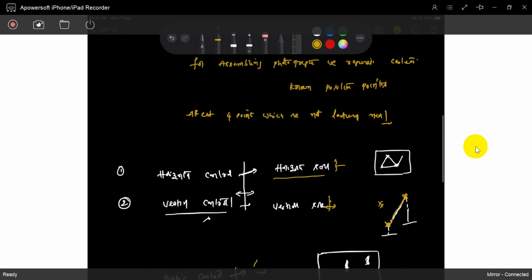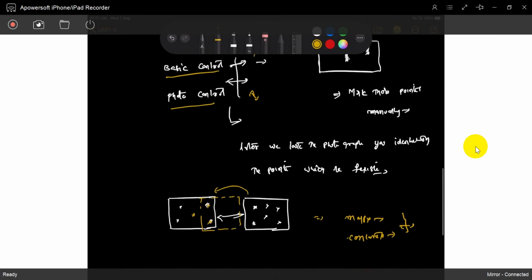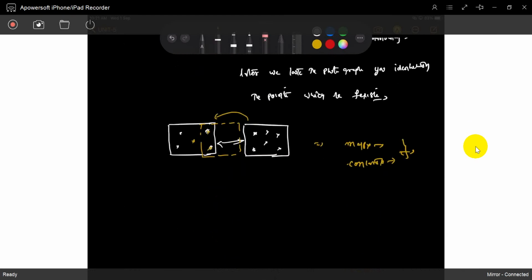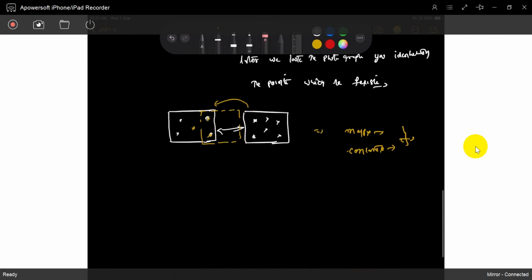This is ground control, with horizontal control and vertical control. Later you can feel it. So how should the points be selected? Selection of photo control points.